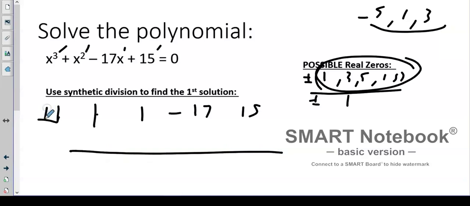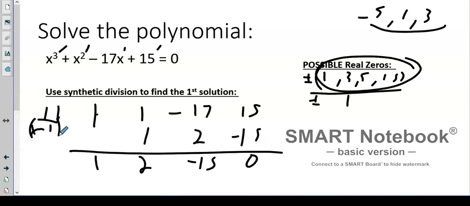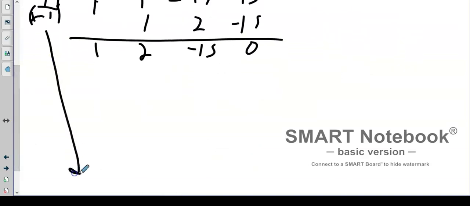So let's put 1 in here. It's the easiest number. Drop the 1, multiply by 1. Add straight down, multiply. Add straight down, multiply, add straight down. Now remember, this 1 here means x minus 1. So we're going to write that down here before we go any further. So this is x squared plus 2x minus 15.